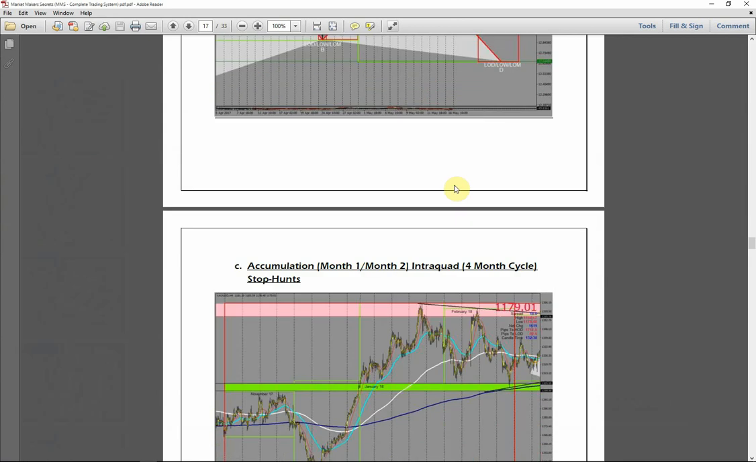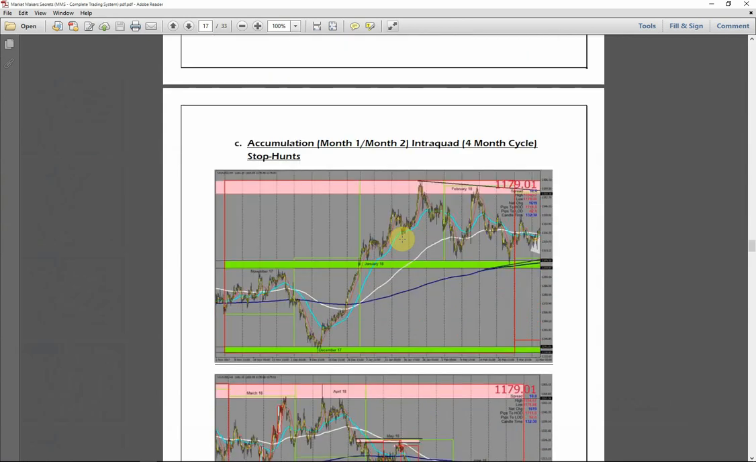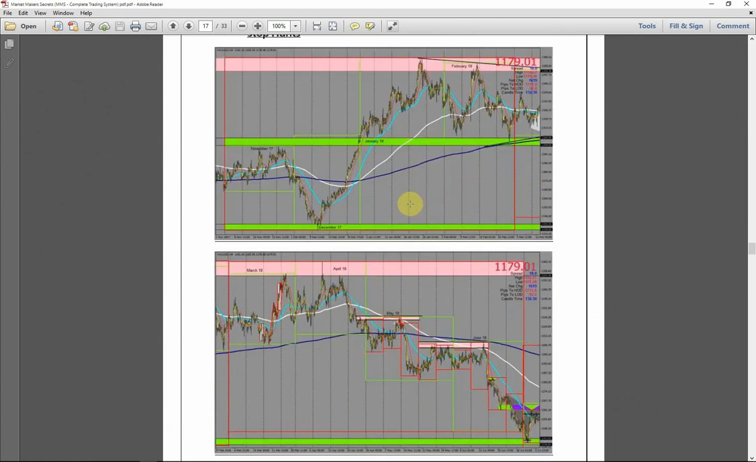Here's our intra-quad cycle. This was November 2017, the accumulation phase. December 2017, stop hunt, long sustain run. January, February, reversal. March 2018, this was accumulation, and then April 2018, stop hunt, long sustain run.